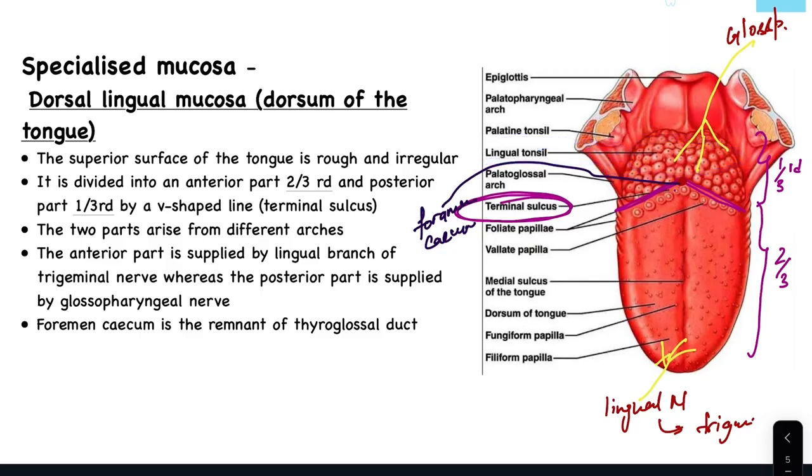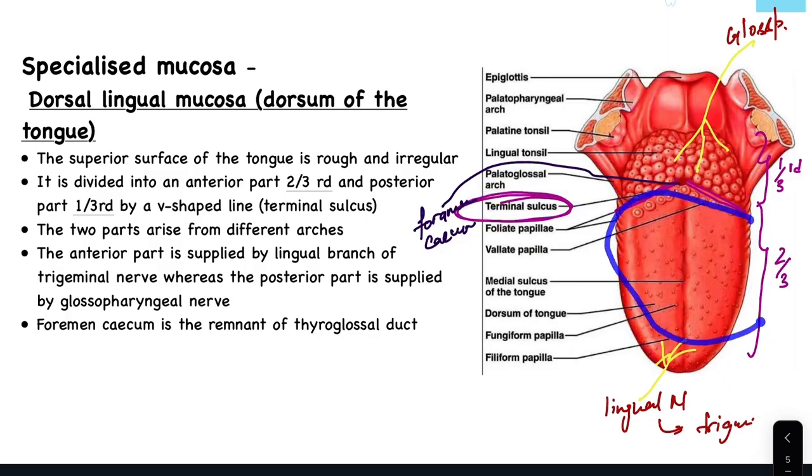So the posterior part, we saw that behind the terminal sulcus, we have the posterior part. First it has lingual tonsils, then it has this arch. Then we have palatine tonsil, and it ends with the epiglottis. Right, this is the structure of the posterior part. Now coming to the anterior part, we have this terminal sulcus, we had foramen cecum, we saw that.